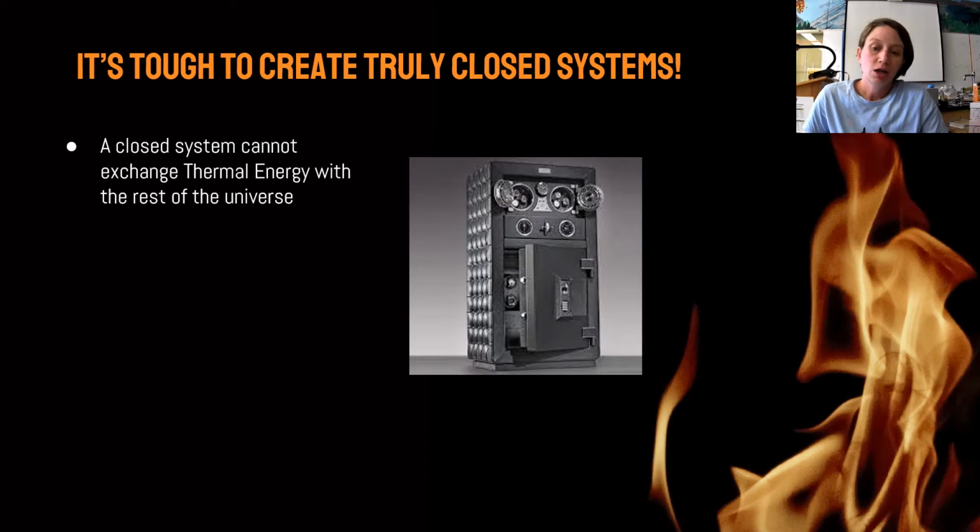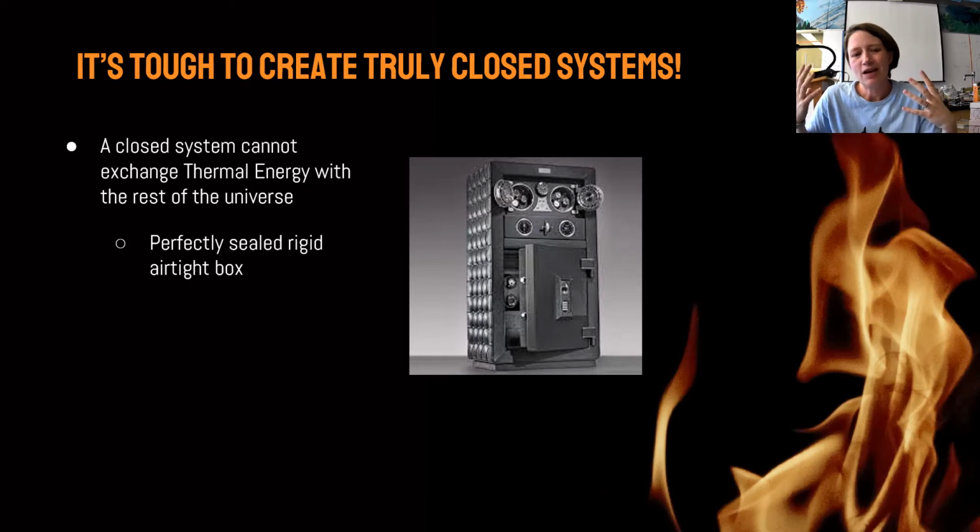So a closed system is defined as a system that cannot exchange thermal energy with the rest of the universe. That means U is constant if we could make a truly closed system, or delta U would be 0. How would you make this? Well, you'd have to have a perfectly sealed, rigid, airtight box.